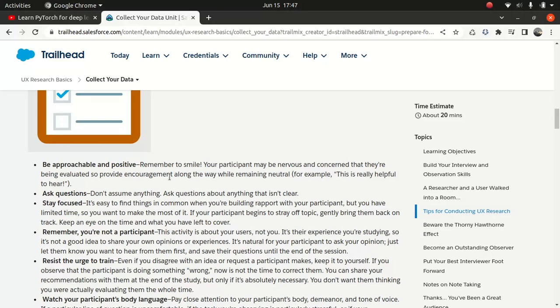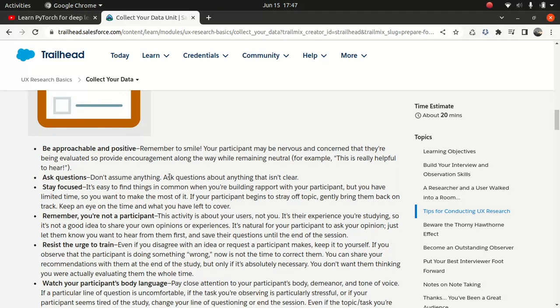And also, you should resist the urge to train, right? What that means is that you should not be telling, oh, no, I don't think so. What you're doing is correct. I think you should be doing this. Instead of this, you should be doing it a different way. Absolutely not. You're there to collect the data. You're there to observe what the user is doing.